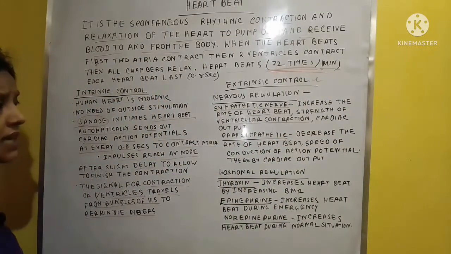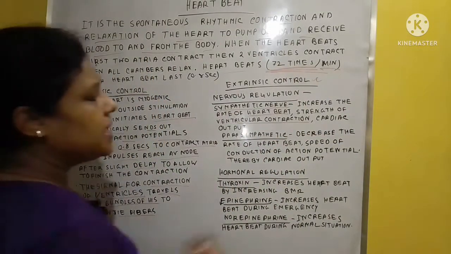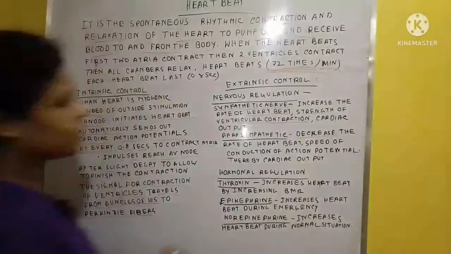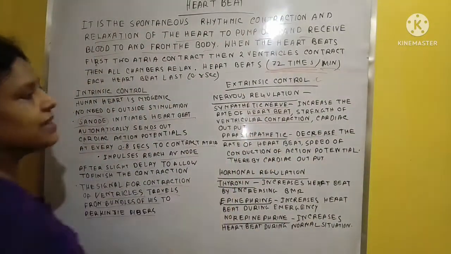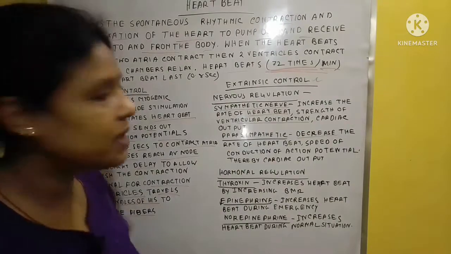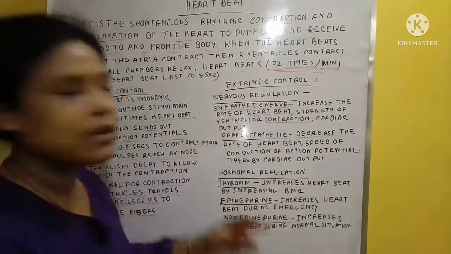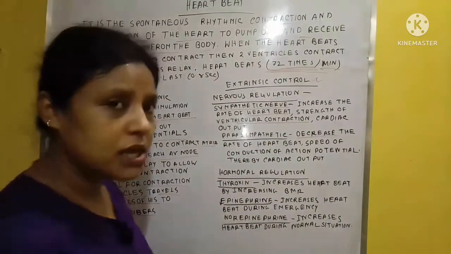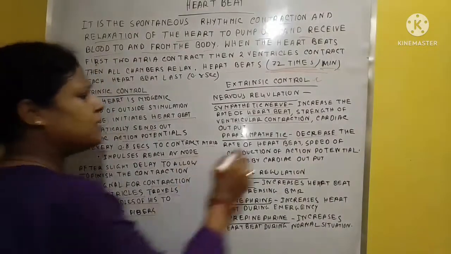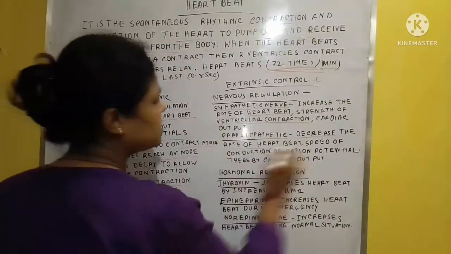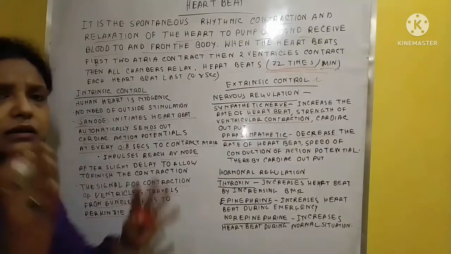Next, the second one is the parasympathetic nerve. It generally decreases the rate of the heartbeat. So the sympathetic nerve increases the rate of the heartbeat, and the parasympathetic nerve works in the opposite way. So due to this, the heartbeat rate decreases.